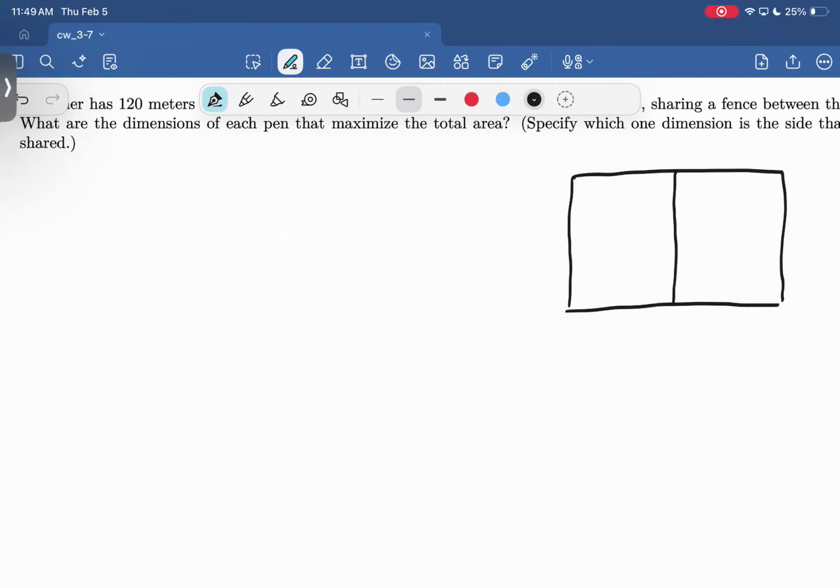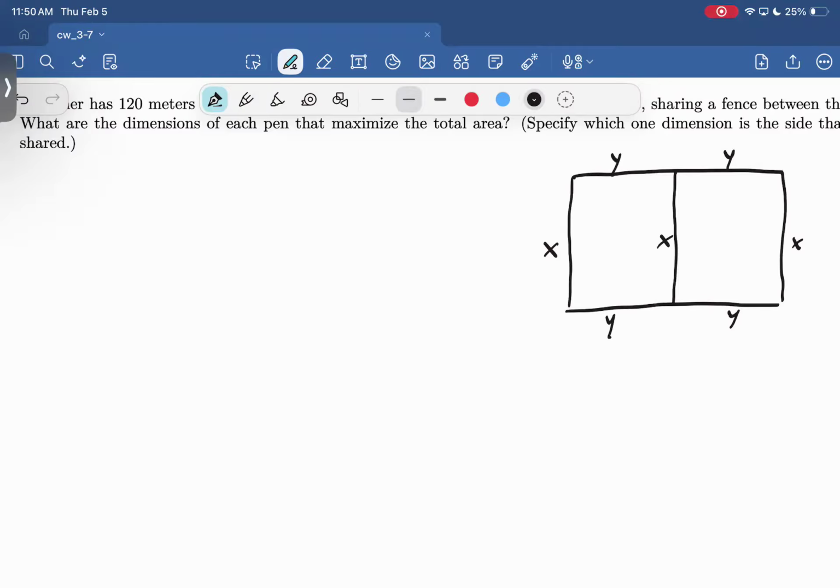So let's write some variables. That's always a good first step. Let's call this side x, and let's call this side of the pen y. So our final answer will be x and y. Does everybody understand this setup? Because I'm looking for the dimensions of each pen, so my answer is going to be x and y. Any questions? Good.